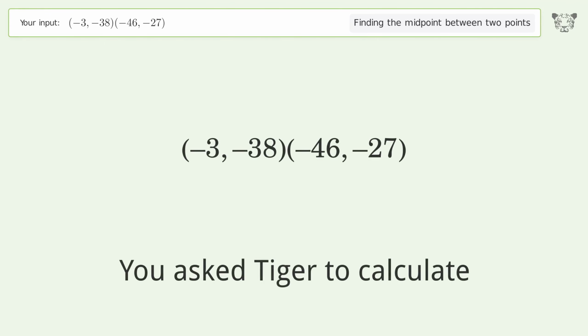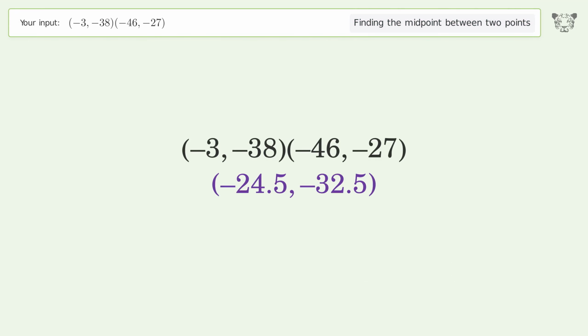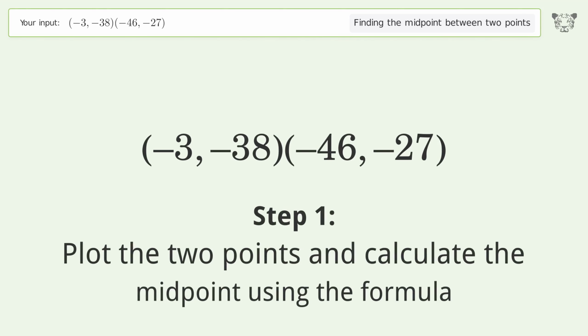You ask Tiger to calculate. This deals with finding the midpoint between 2 points. The midpoint between the 2 points is -24.5, -32.5. Let's solve it step by step. Plot the 2 points and calculate the midpoint using the formula.